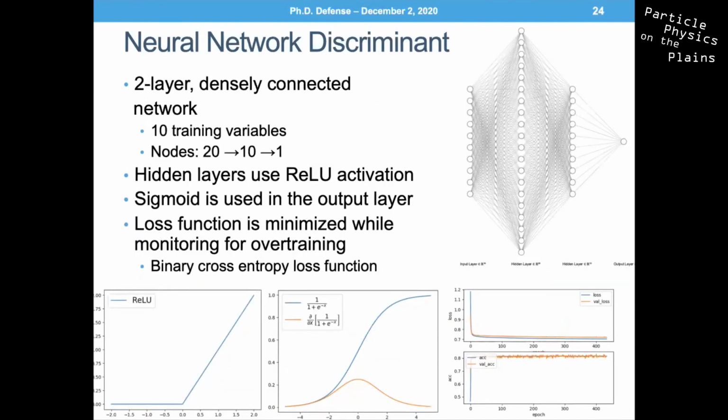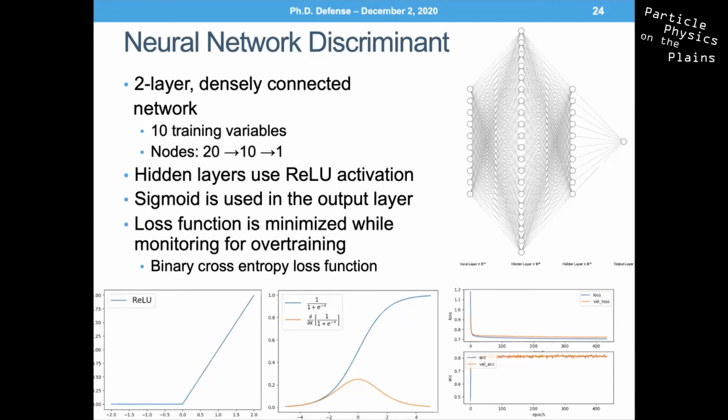So the neural network we train is just a 2-layer densely connected network, 10 input variables. The first layer has 20 nodes, the second layer has 10 nodes. So this is shown on the right with all the connections here. In the hidden layers, we use the ReLU activation function, which is shown on the bottom left here. And then in the output layer, we use the sigmoid function because we use that in conjunction with the binary cross entropy loss function, which the sigmoid and its first derivative are shown in the bottom middle here.